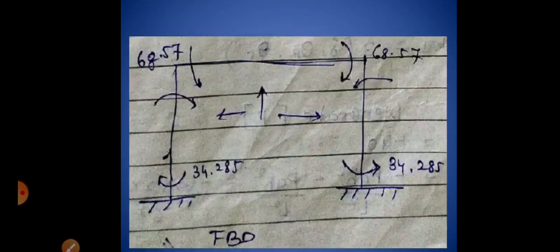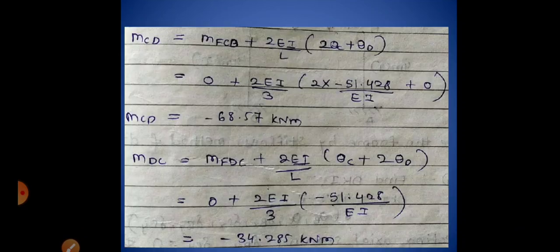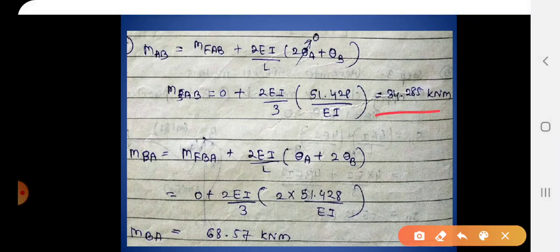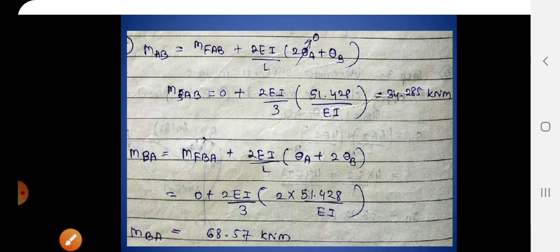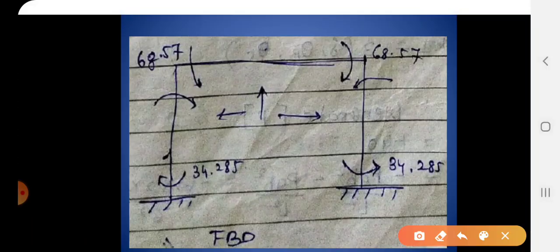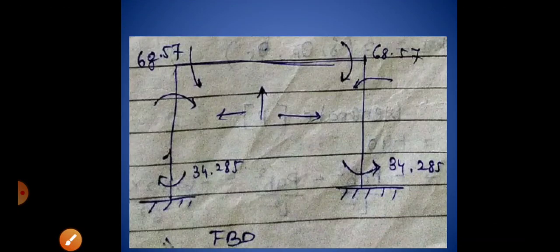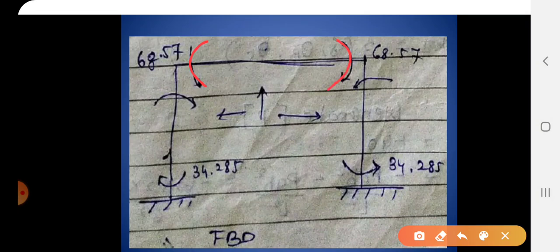Now you have to transfer these moments onto your FBD. We will go one by one. MAB, just see here, MAB is clockwise, plus, and MBA is plus. Both the values are positive. Therefore in the FBD you will plot this as clockwise. Then go to part BC. BC is minus and CB is plus. Therefore anti-clockwise, clockwise. So go to the FBD, anti-clockwise, clockwise.